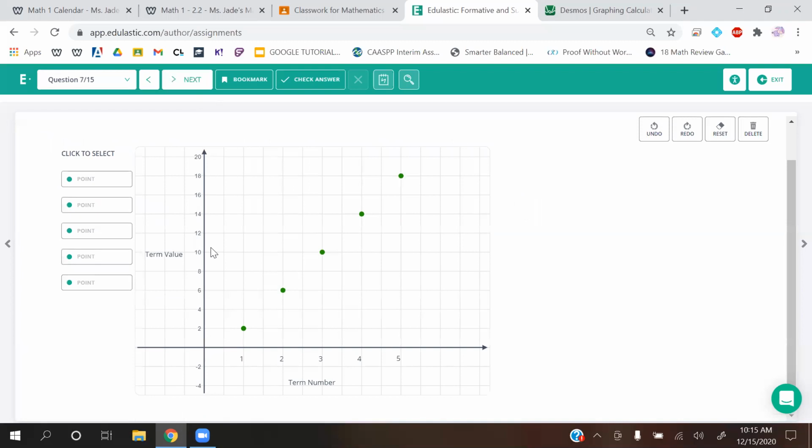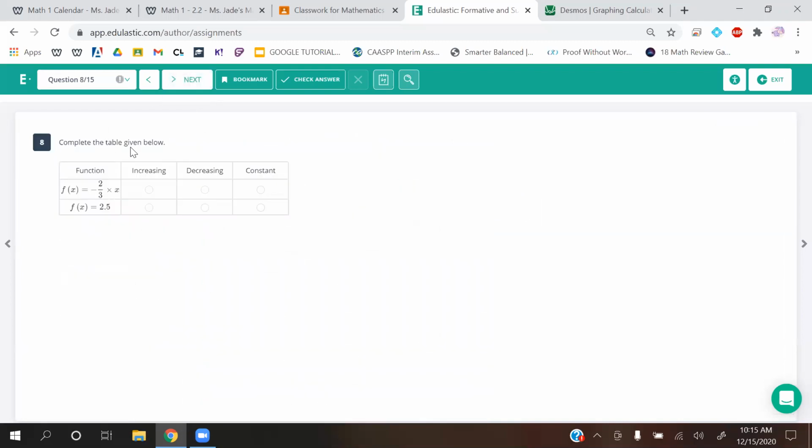Alrighty, there's no part B. Okay, let's go to the next one. Complete the table given below. We're given 2 functions and we don't know what they look like yet, but we would need to determine if they're increasing, decreasing, or constant. Remember, increasing looks like this. So from left to right, it goes upwards. Decreasing looks like that. From left to right, it goes down. And then constant is flat, okay? So constant is just a flat line straight across.